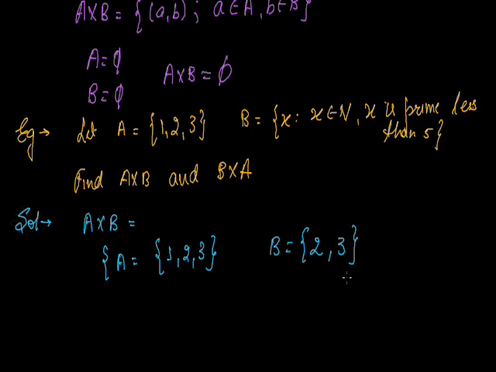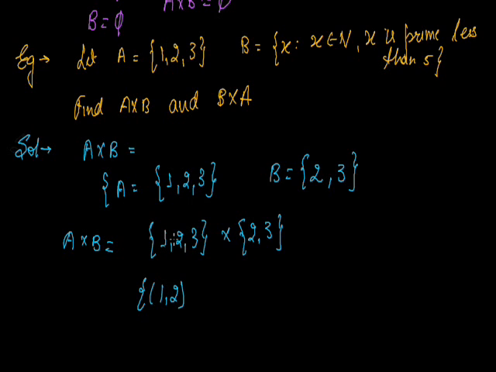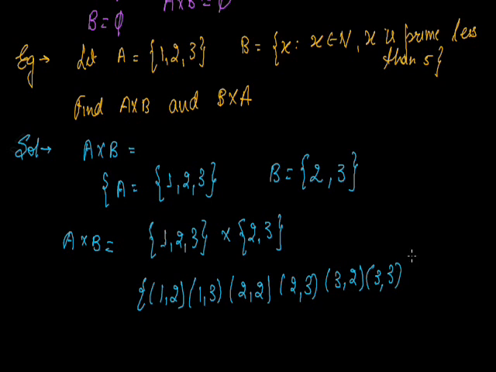So let's move to A cross B. What we have to find? A cross B will be equal to the elements of A, {1, 2, 3}, cross the elements of B, {2, 3}. We can find it like this. We take the element 1 and pair it with 2. We take (1, 2), then (1, 3), then (2, 2), (2, 3), (3, 2), (3, 3). These are the elements which will be contained in A cross B.